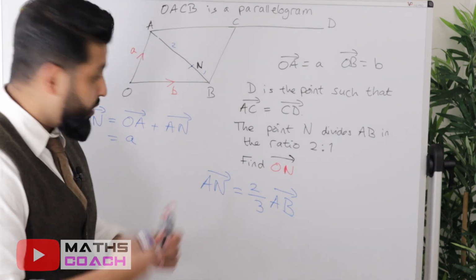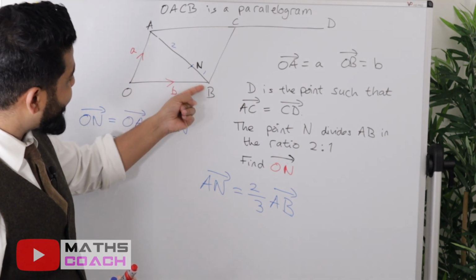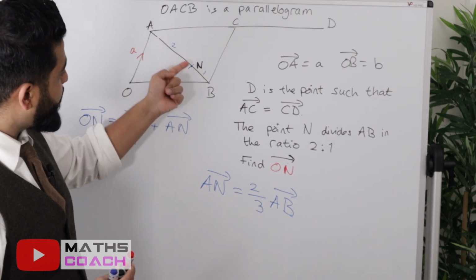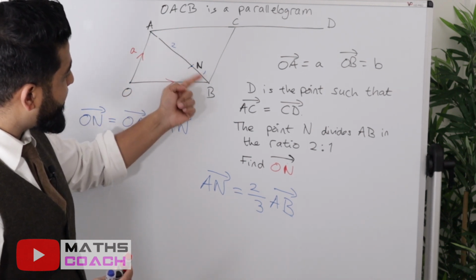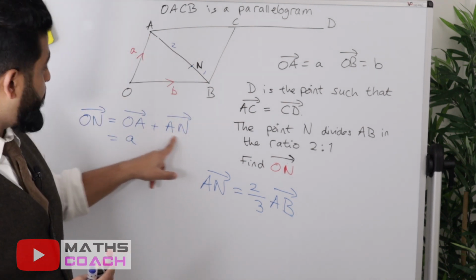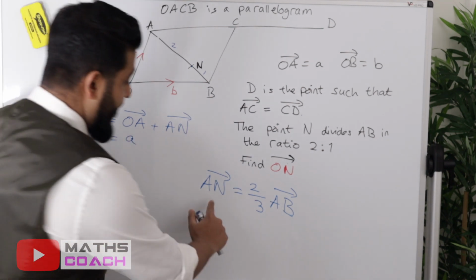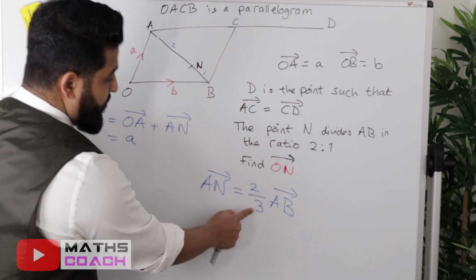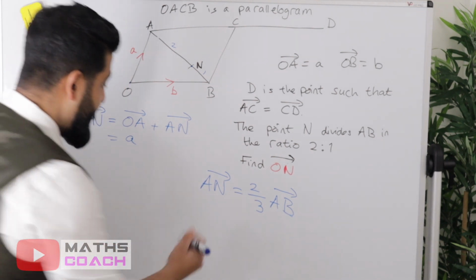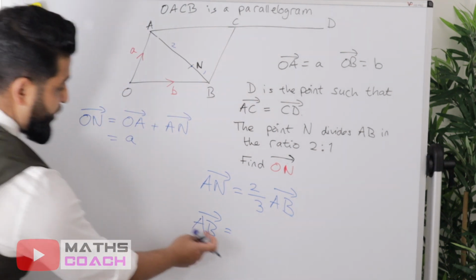Just to recap what I've just done here, we are told that A to B is split up in the ratio 2 to 1. Therefore, A to N is worth 2 parts and N to B is worth 1 part. We just want to have A to N here, so we can add it to the rest of our root. A to N, we've decided we are going to write as 2/3 of A to B. So if we can calculate A to B separately, what is A to B?